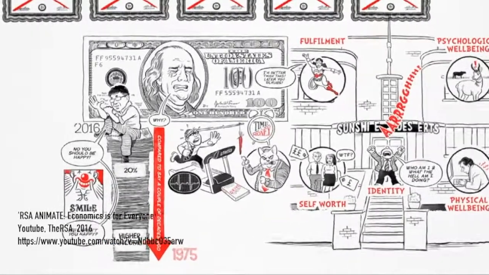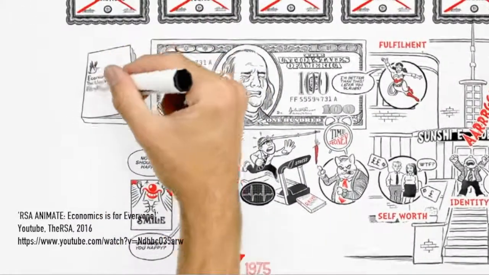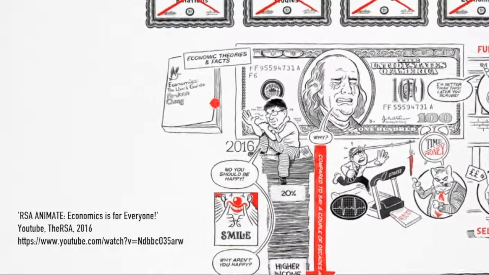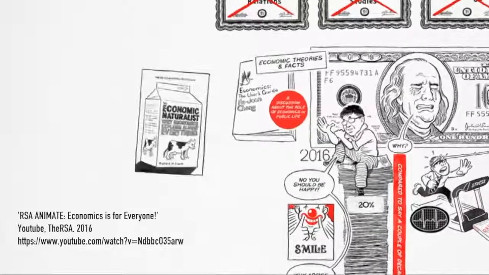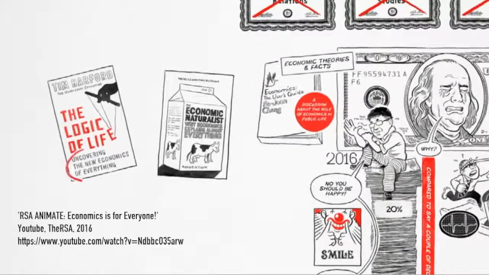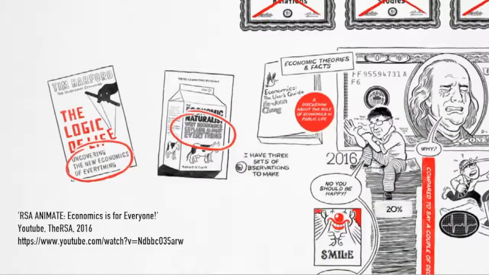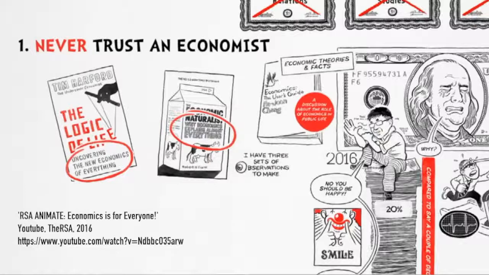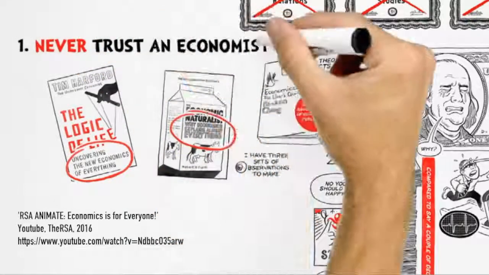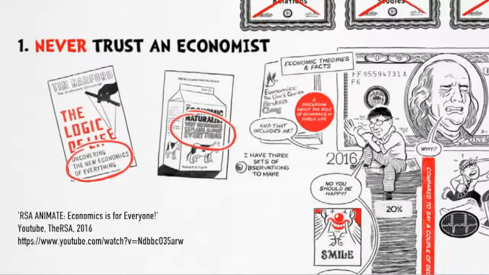My book is not just an explanation of economic theories and facts. It's also a discussion about the role of economics in public life. And in this regard, I have three sets of observations to make. The first one is never trust an economist. And that includes me.